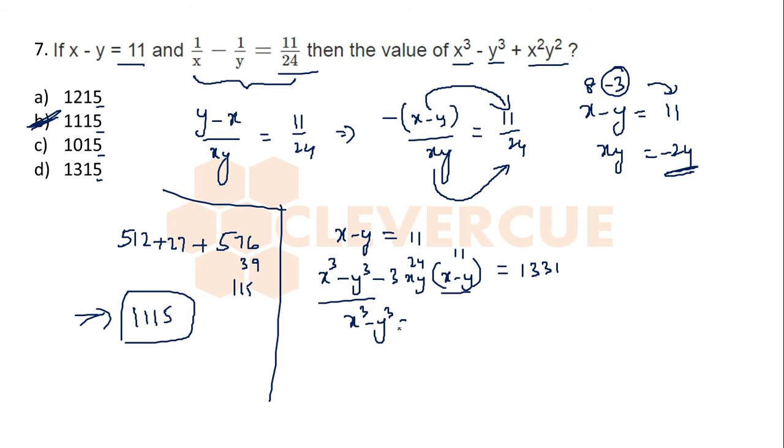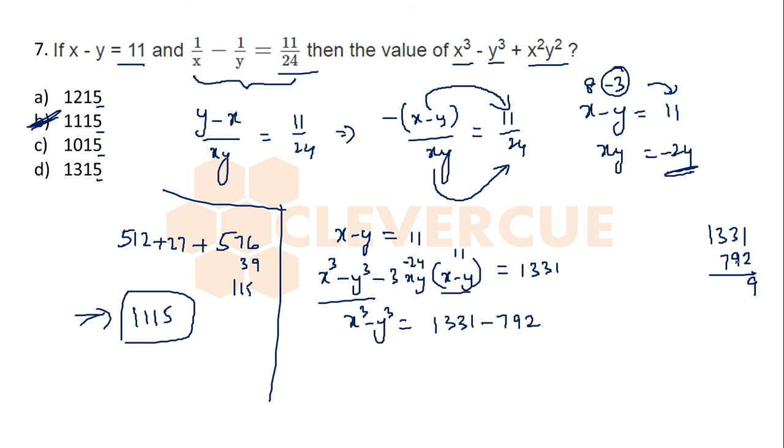Now x cube minus y cube will be equal to 1331. See here, you have the value of xy as minus 24. So 3 into minus 24 will be minus 72, and 72 into 11 will be 792. So here you will be having minus 792. So 1331 minus 792 will be equal to 539.